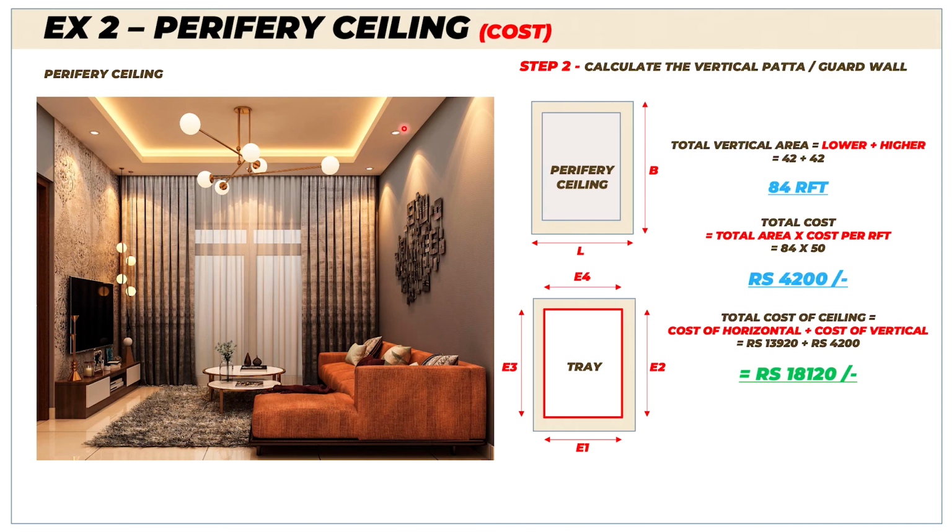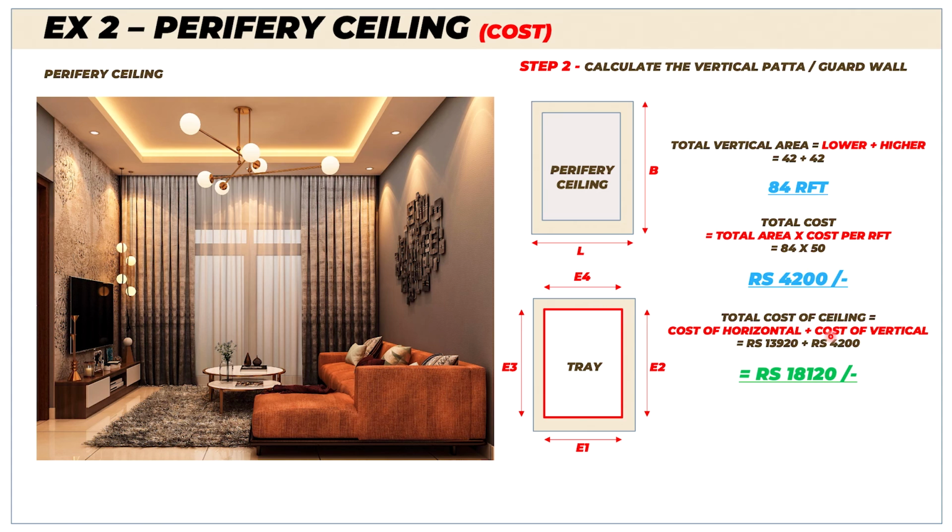Now for the vertical patta and guard wall, the price varies from 50 rupees per running feet to 70 to 80 rupees per running feet. It depends on the vendor how much they are charging. So here I am considering 50 rupees per running feet. So the total area that we calculated was 84 running feet, and cost I am considering 50 rupees per running feet. So that will come out around 4200 rupees. So this will be the cost of your vertical patta or guard wall.